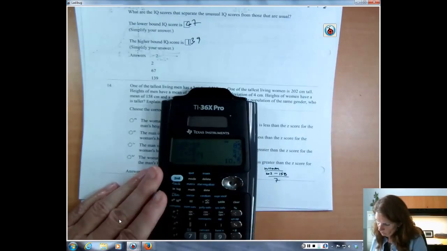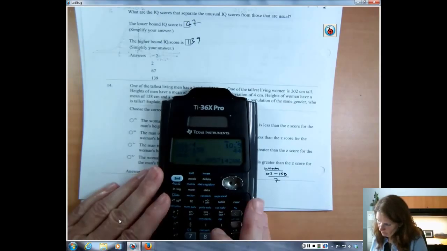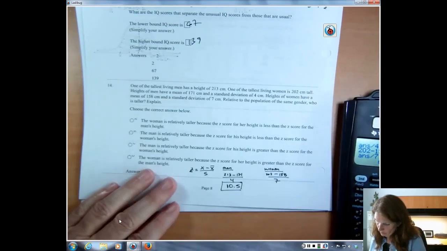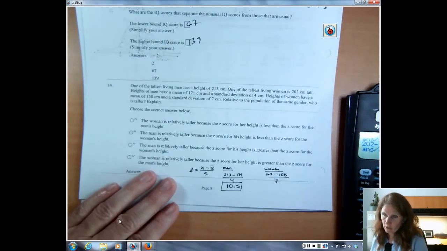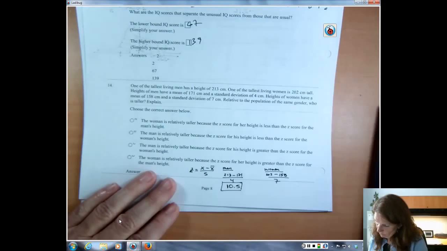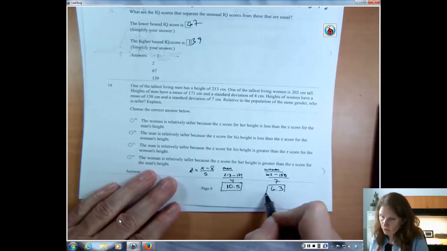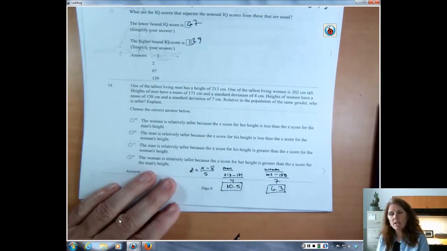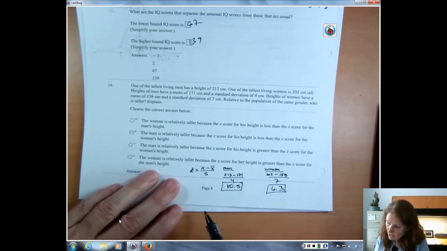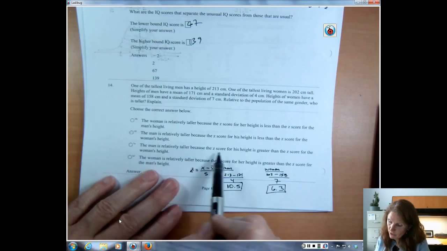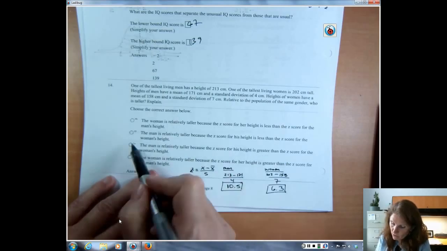Okay, 202 minus 158 divided by 7 is 6.28, or 6.3 if we go to one decimal. So she's tall, 6 standard deviations away is tall, but he is even taller because his z-score is higher. So the man is relatively taller because the z-score for his height is greater than the z-score for the woman's height.